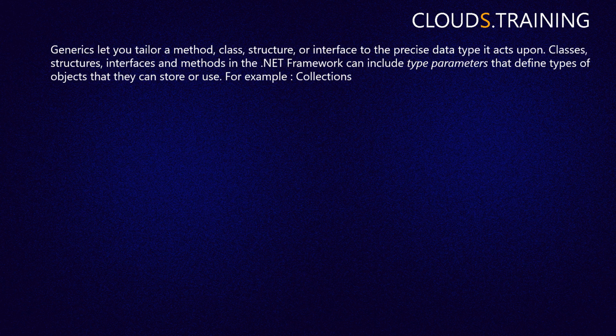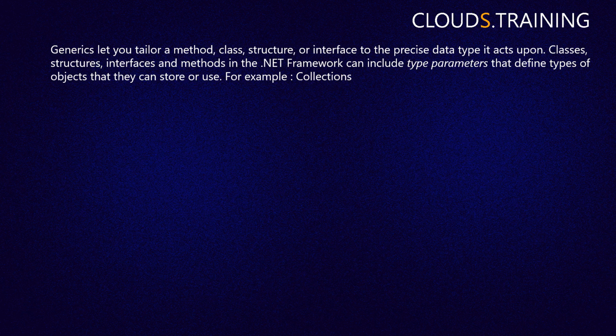Generics lets you tailor methods, classes, structures, or interfaces to the precise data type they act upon. That means when we are creating generics in classes, structures, interfaces, or methods, we can include a type parameter that defines the type of object that they can store or use. The best example of generics is collections. Now let's see an example of how to define a basic generic in our class.